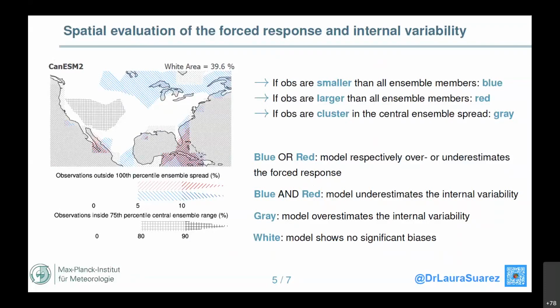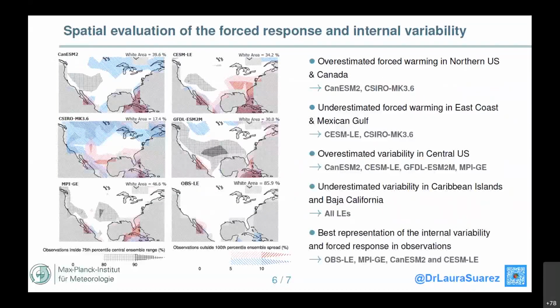So these results that you see here are for the CanESM2 large ensemble. And now I will show you for all of the large ensembles used. As you see, there is some blue shading for CanESM and CSIRO, as we talked about before, for these models overestimating the forced warming. This is true in the northern part of the domain. And there are also regions with red shading for models such as CSM or CSIRO, meaning that in these models, in this area, the models underestimate the warming, and observations are often more extreme or warmer than the model can simulate.